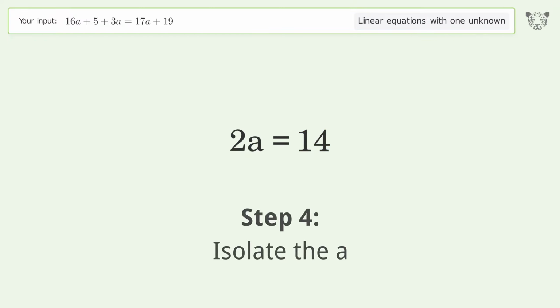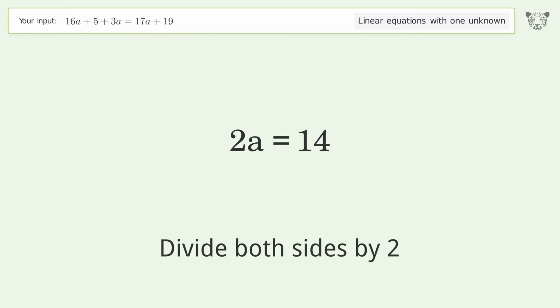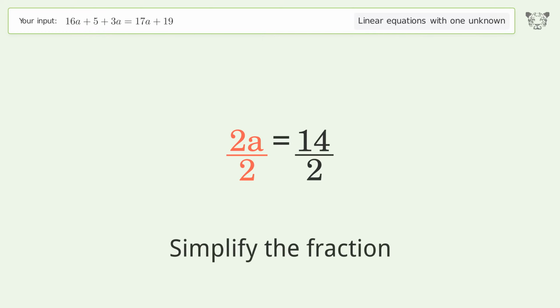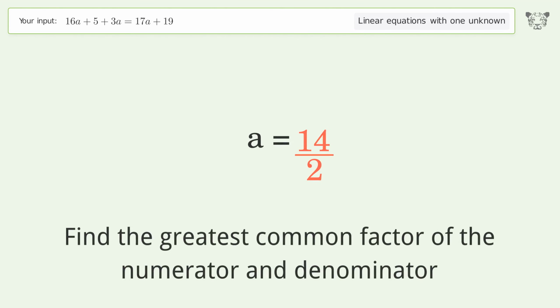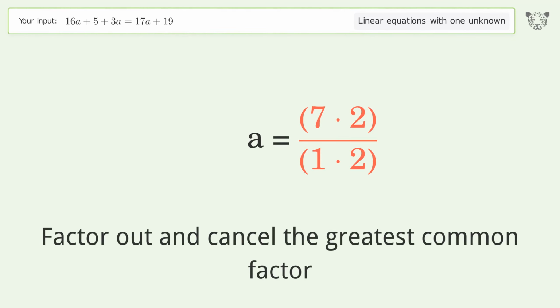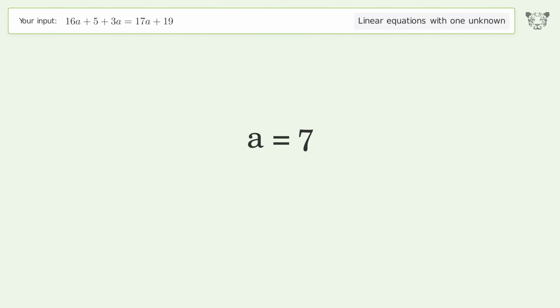Isolate the a. Divide both sides by 2. Simplify the fraction. Find the greatest common factor of the numerator and denominator. Factor out and cancel the greatest common factor. And so the final result is a equals 7.